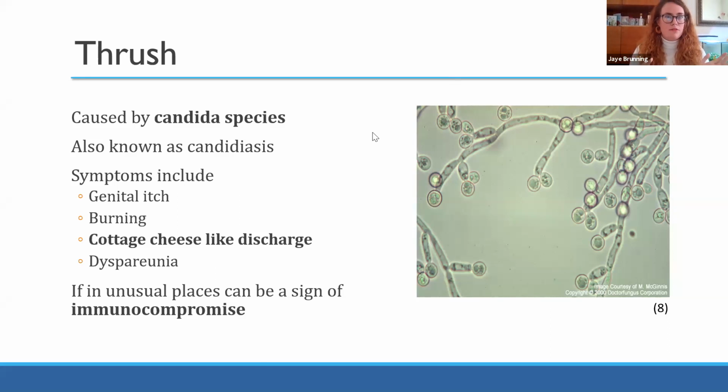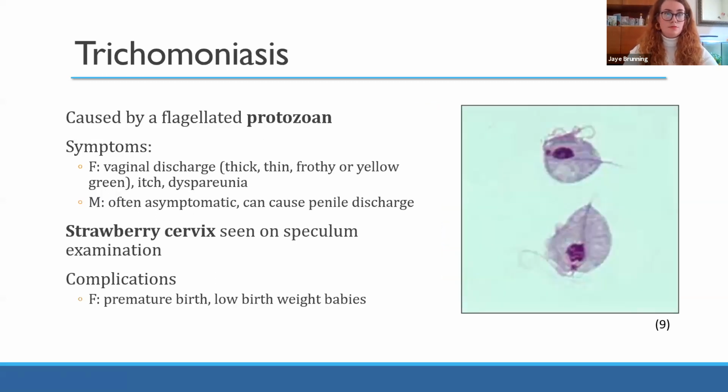Okay, so now we've covered the non-sexually transmitted causes for an increased vaginal discharge. I'm going to move on to the sexually transmitted infection causes. Like I said, this is gonorrhea and chlamydia, which we've already gone through. So I'm now going to go on to trichomoniasis.